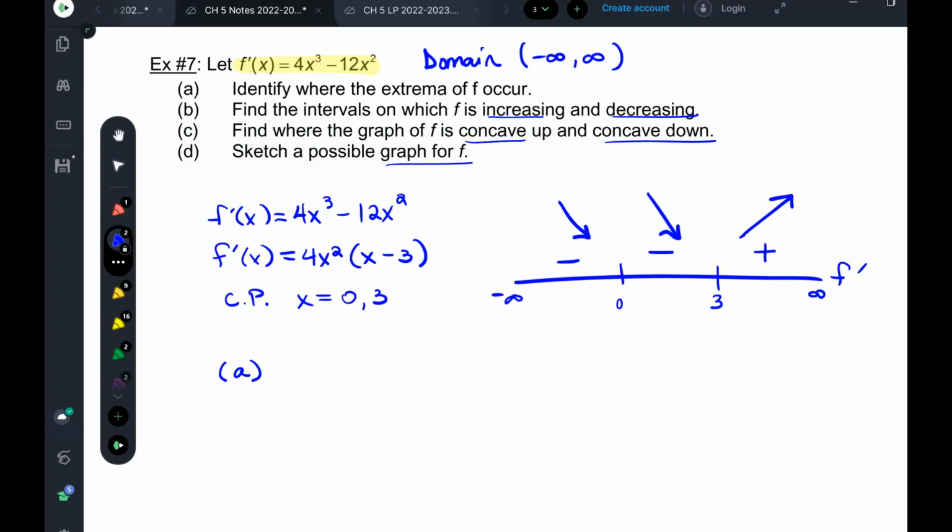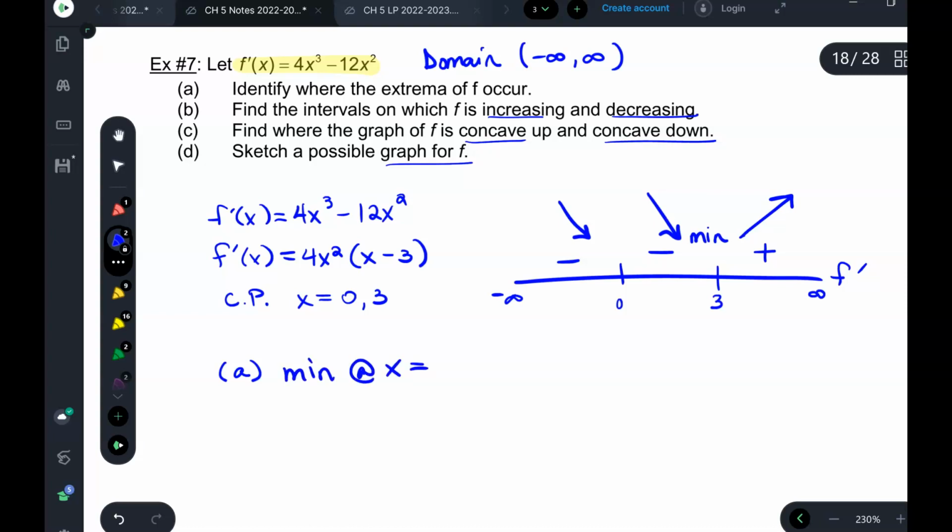Okay, let's interpret where we have extreme values. If it's going from negative infinity, I'm not going to have a max. If this was an endpoint here, this would be a maximum, right? But it keeps decreasing. Nothing happens at 0. It stays decreasing until we get to 3. So we have a minimum at x equals 3. Or you could write there's a min at f of 3 or something like that.